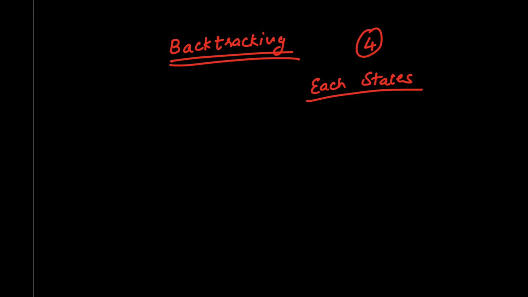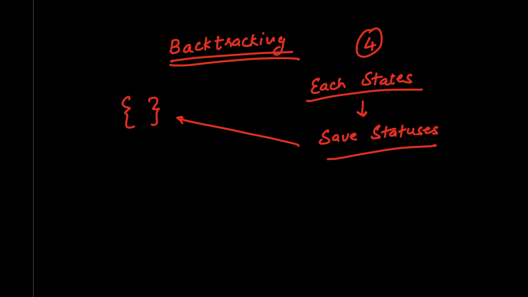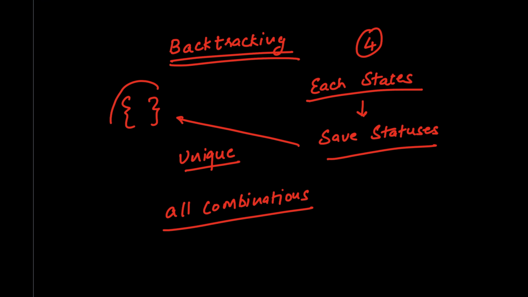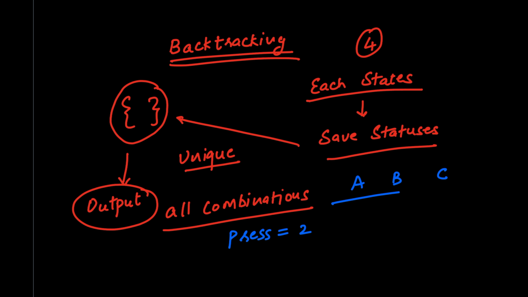As each of the 4 buttons does a different operation, we'll try all possible combinations, capture each state upon pressing that particular button, and save it in some collection as long as it's unique. After we have iterated through all possible combinations, we'll return the size of the collection as the output. Let's do a quick dry run with 3 bulbs given to us and we can press 2 buttons.